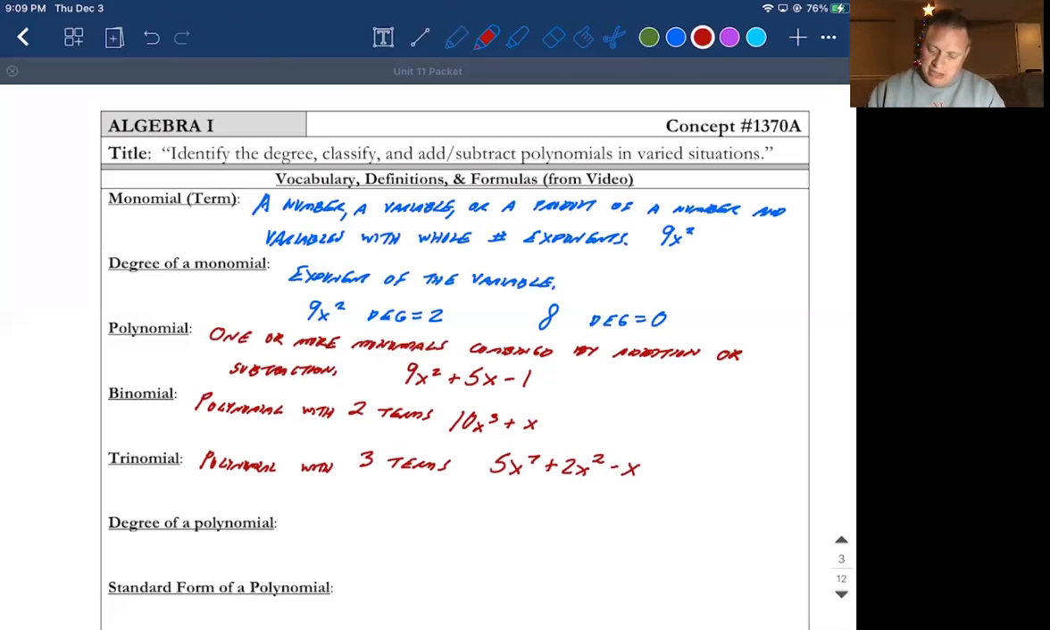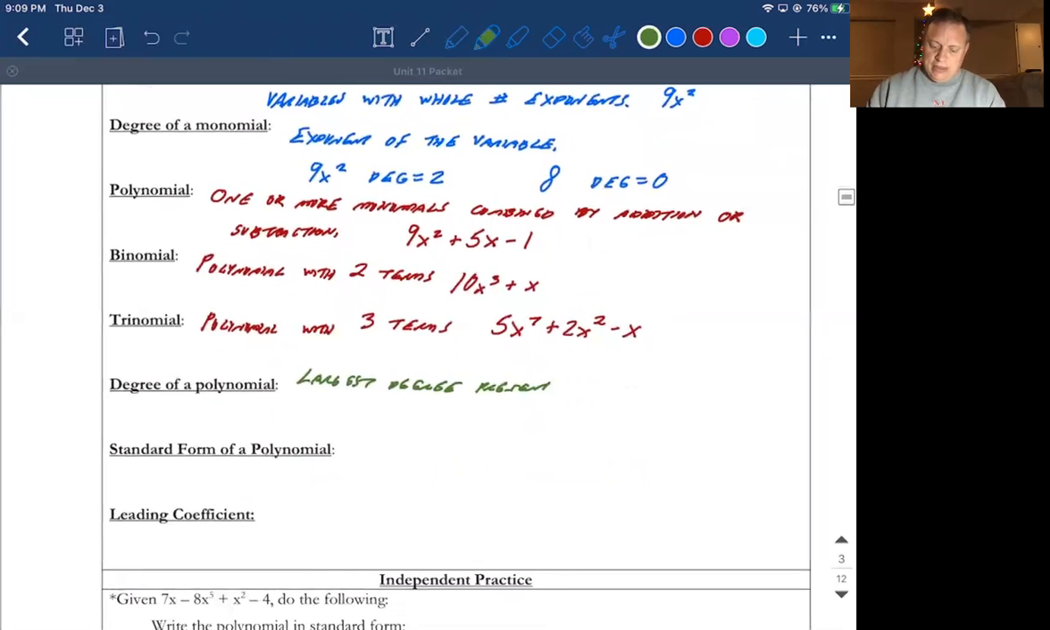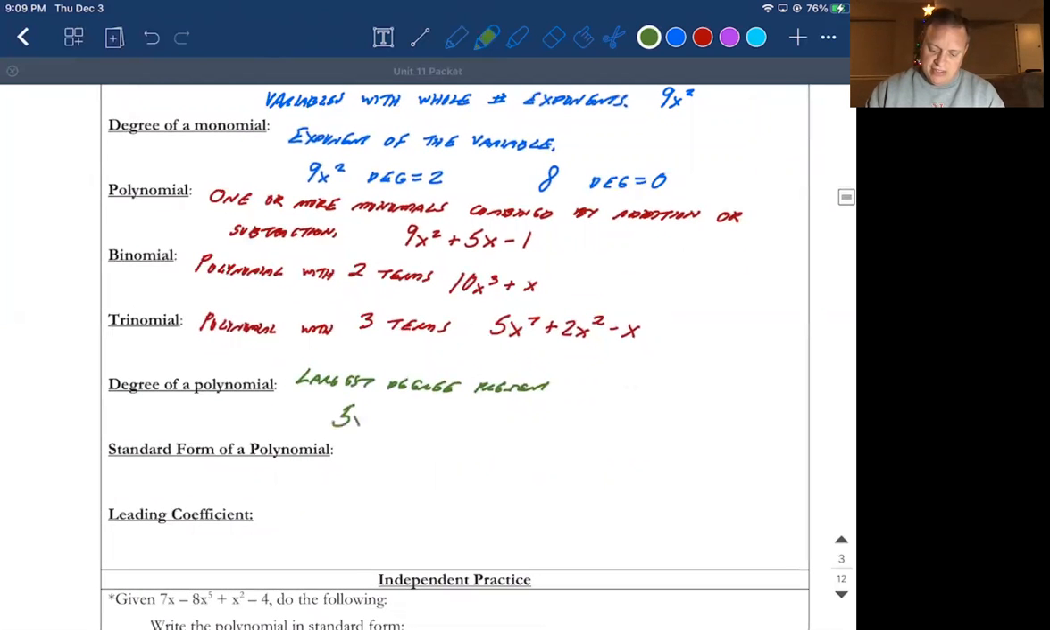So the degree of a polynomial is defined as the largest degree present. So what that means is if we have 5x to the 4th plus 2x to the 9th, the degree of the polynomial, we say it's a 9th degree polynomial. That'll be really important when we begin graphing polynomials here in the next unit.